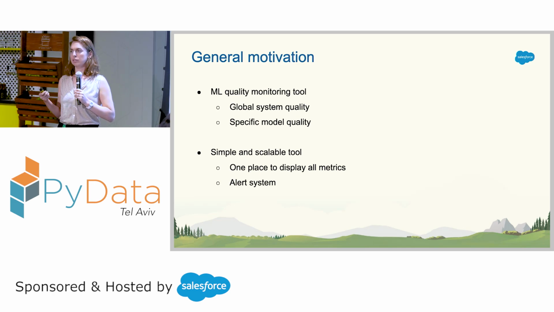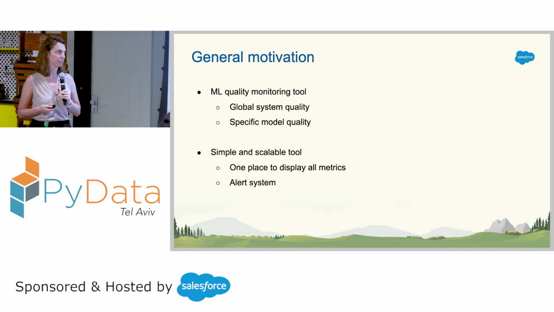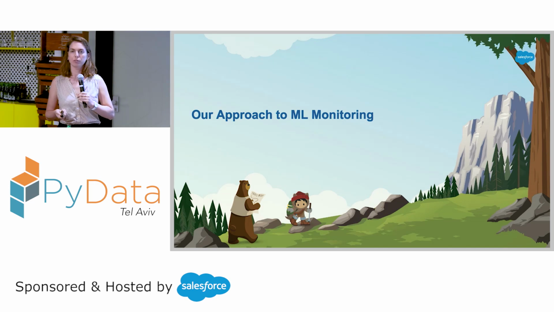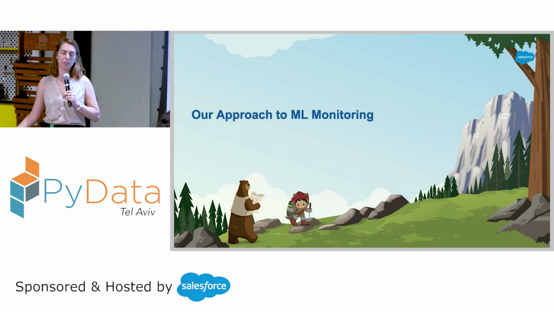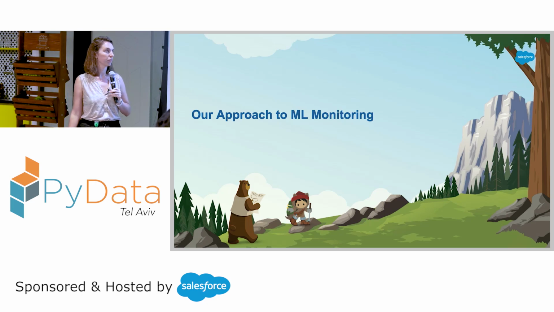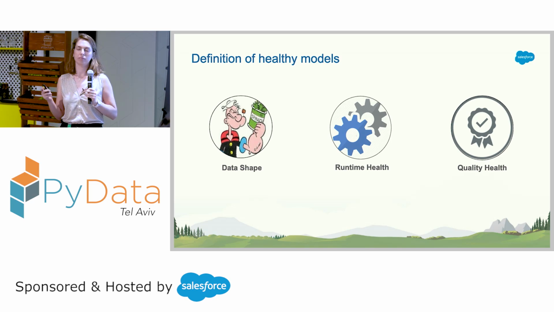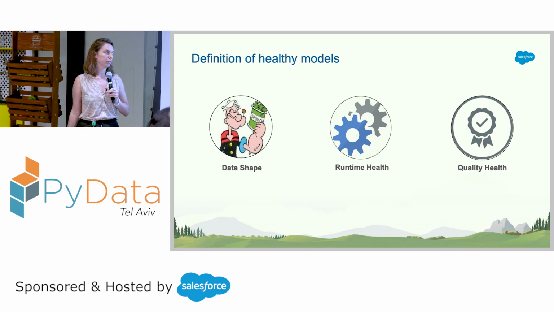We need a system that will alert us on every degradation in production. So after we covered the motivation, I want to talk about our approach to monitoring our machine learning models in production. We defined a term, a healthy model, and we define it by 3 different categories.